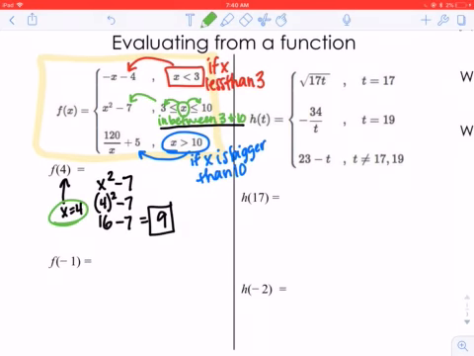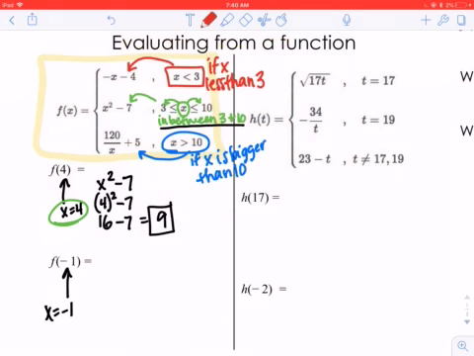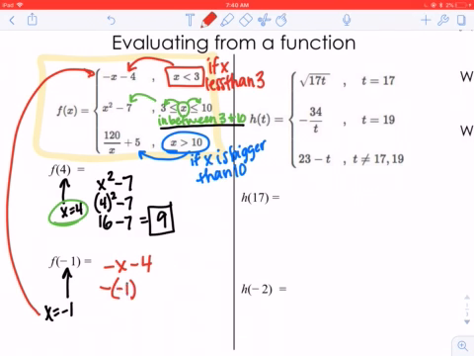For this one, my x value is -1. So x equals -1. -1 is less than 3, so I'm going to need to use the red equation right here. So I have -x minus 4. I'm going to substitute in the -1 for x: -(-1) minus 4. A negative and a negative make a positive 1, minus 4 gives me -3. So I know that that is my answer there.